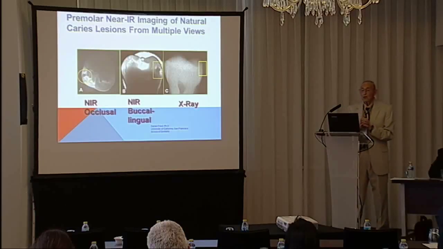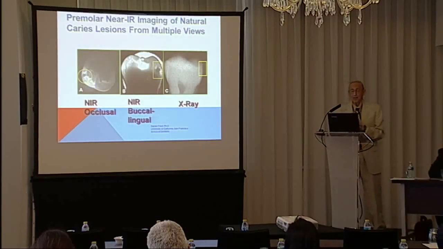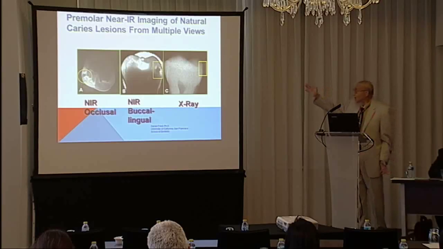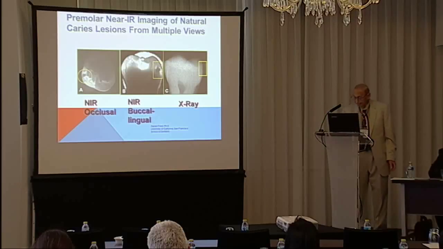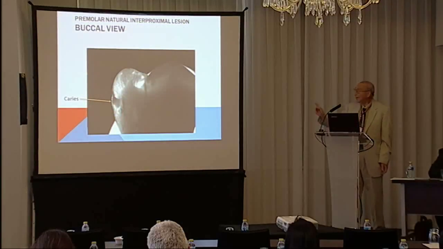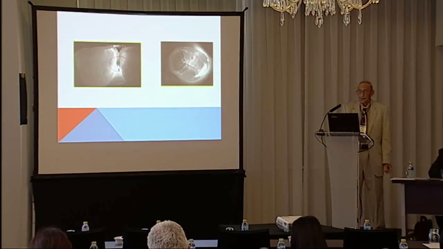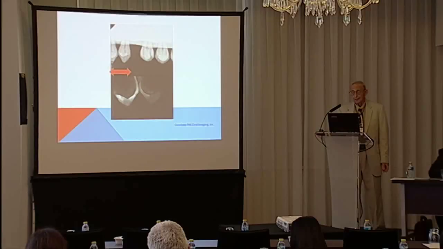And this is premolar near-infrared imaging of natural caries lesions for multiple views. You've got your NIR occlusal, your buccolingual, and your X-ray. You do not see the lesion on the X-ray. Here again, caries. Your incisors, you can see the lines. Here is your caries, your occlusal caries. Again, X-ray versus NIR.